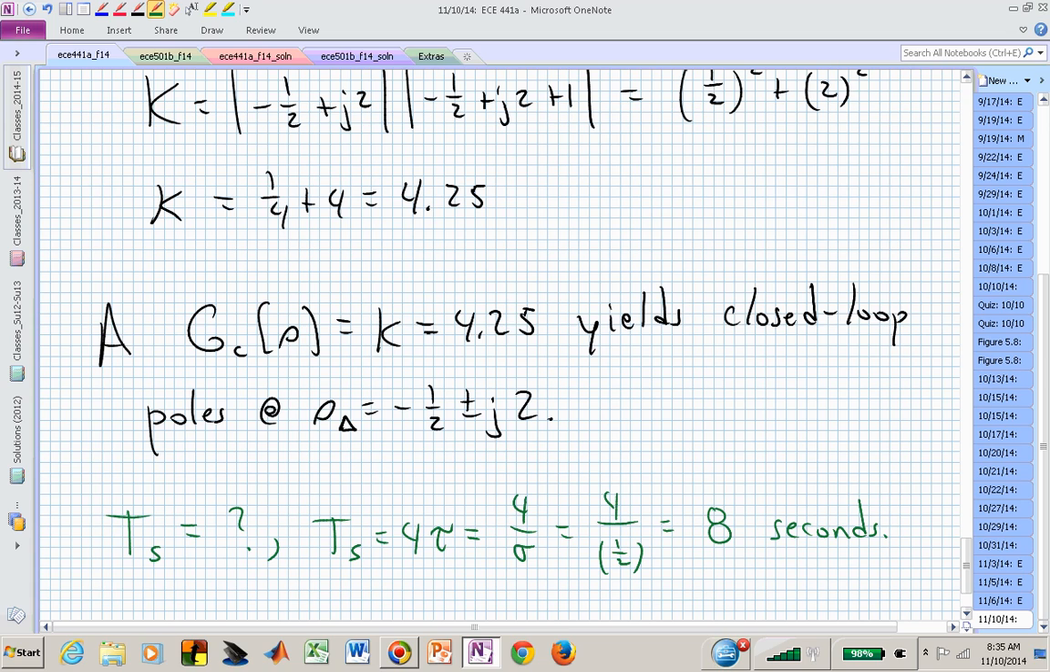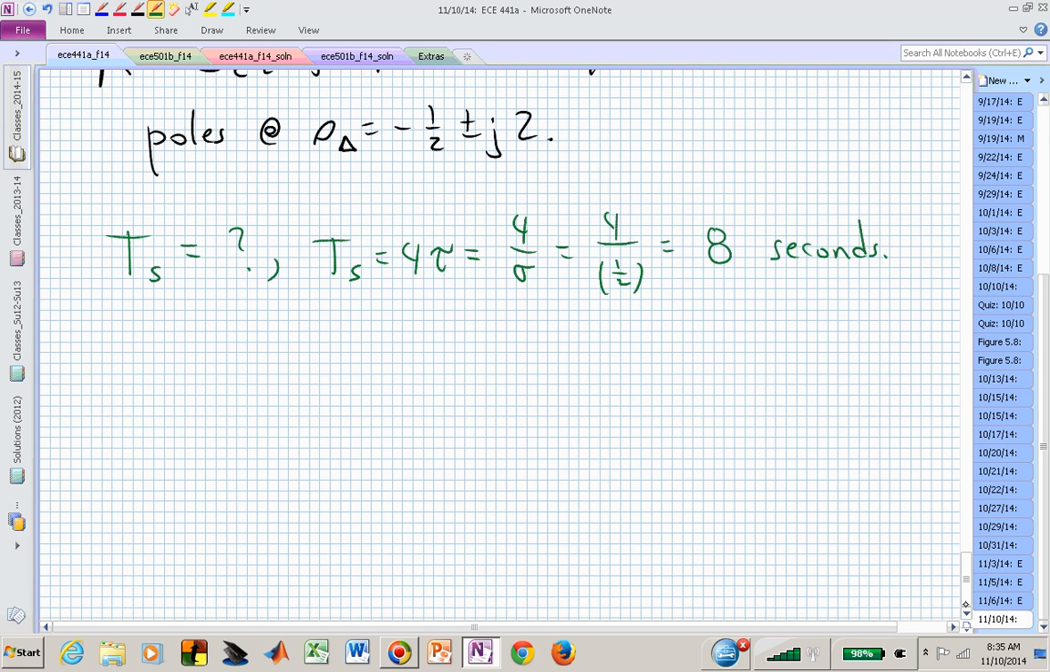But now your boss is saying, no, you need to do better than that. 8 seconds, and I wanted one. So you need to speed up your system a little bit. Does everybody understand what we've done so far? Now what we need to do is drastically modify that open loop root locus.